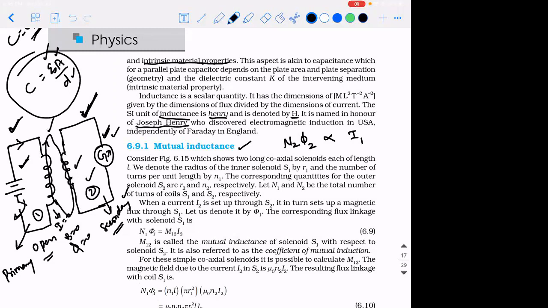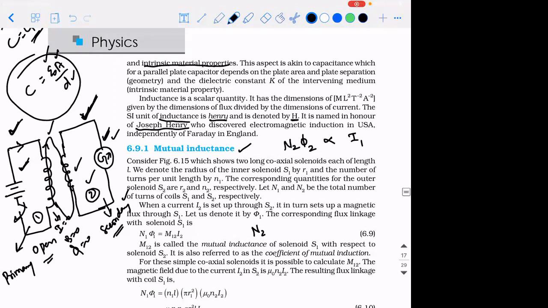Then, if you remove the proportionality symbol, N2 phi 2 should be equal to something into I1, and that something is nothing but M21. That is the mutual inductance. So M stands for mutual inductance. It is the mutual inductance of the second coil with respect to the first coil.